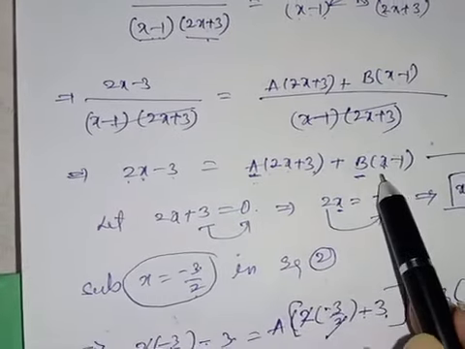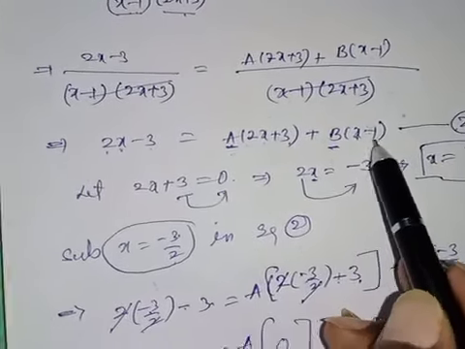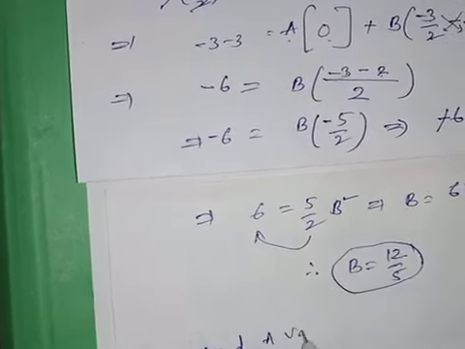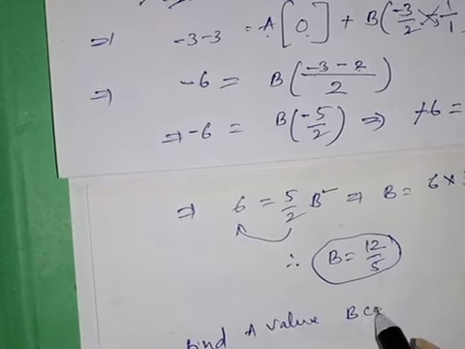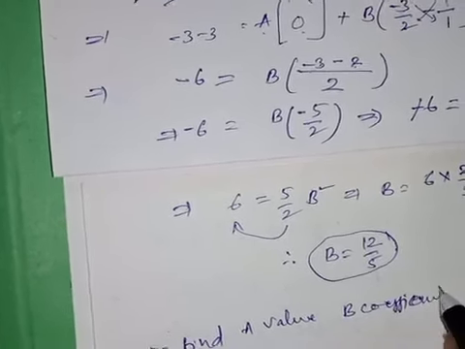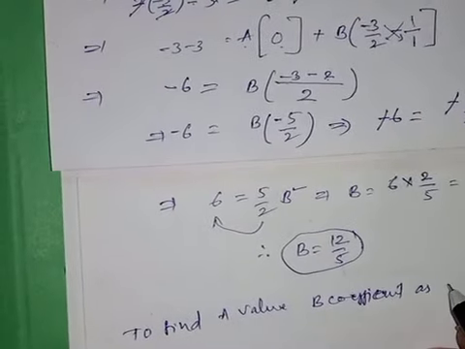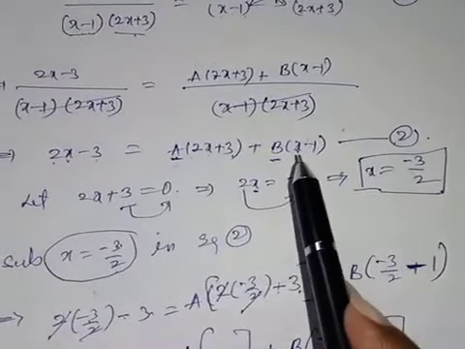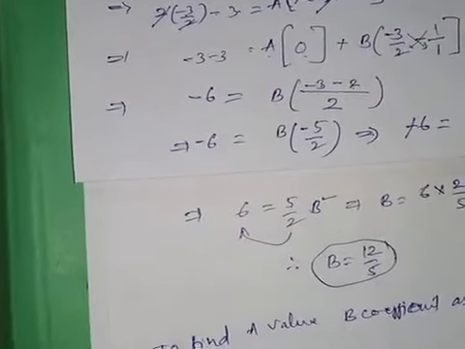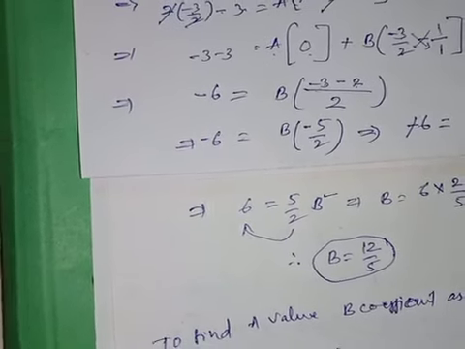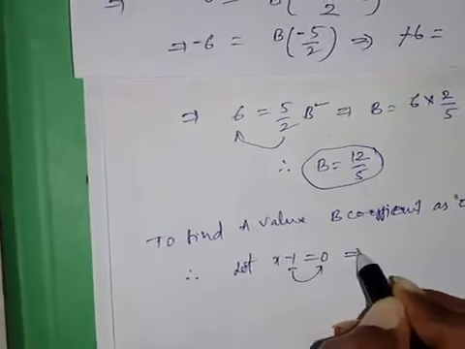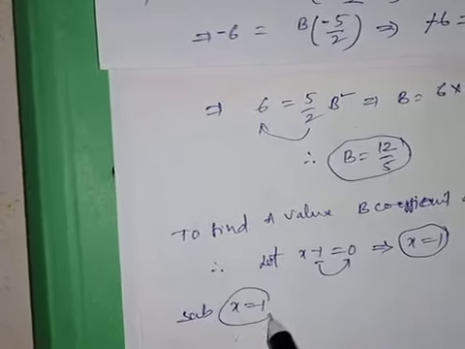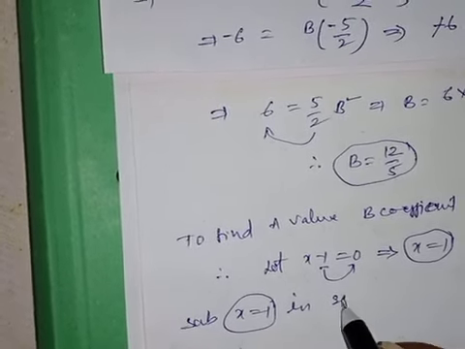For that, the B coefficient, what is the B coefficient here? x − 1 is equal to 0. So to find the A value, take the B coefficient as 0. What is the B coefficient here? The B coefficient is x − 1. Let x − 1 be equal to 0, transfer minus 1 to the other side, that is x is equal to 1. Substitute x equal to 1 in equation number 2.